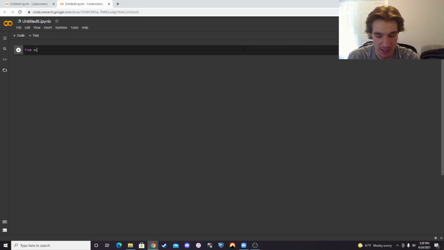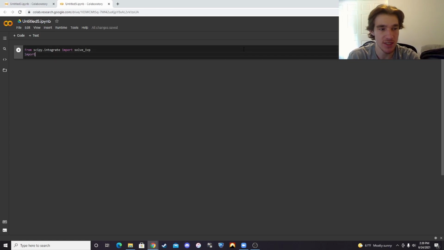So from scipy.integrate, we're going to be importing solve_ivp, the initial value problem. We're also going to be importing NumPy, which stands for numerical Python, which will be able to do some of the math functions we need to be able to complete our code. So we're going to be importing jax.numpy, and we're going to be labeling this as JNP, so we don't have to be typing out jax.numpy every single time we want to use it.